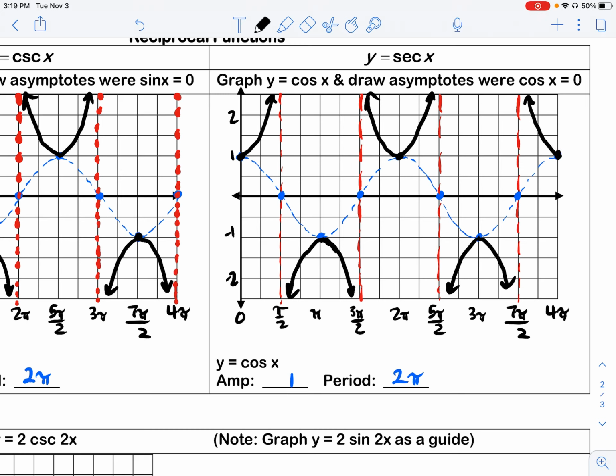So you might be asking yourself, what does one full cycle of secant look like? Well, we know that one full period is from 0 to 2 pi, so it would really just be everything from here to here. That's actually one full period of secant. Okay?